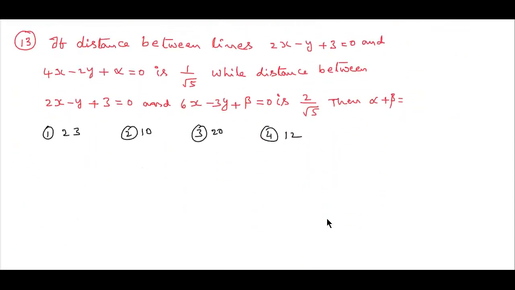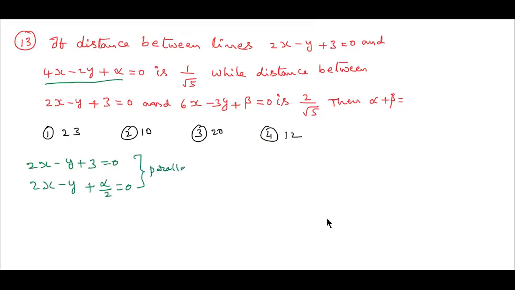I'm going to the 13th question. If the distance between the lines is 1 by root 5. First write the first line, 2x minus y plus 3 is equal to 0. Observe the second line. I'm going to take 2 common. We get 2x minus y plus alpha by 2 is equal to 0. That means these two lines are parallel.